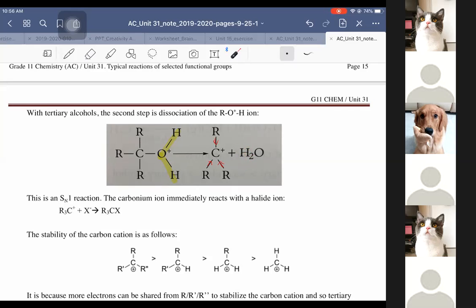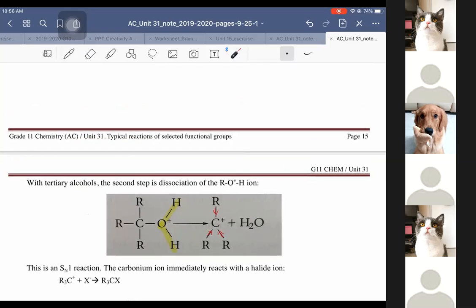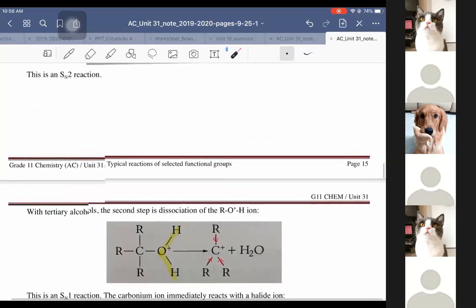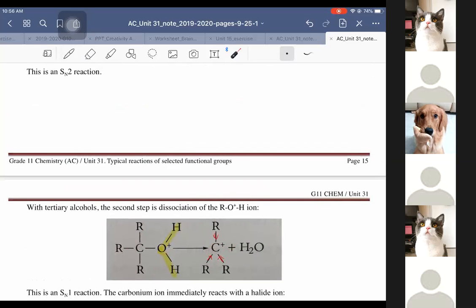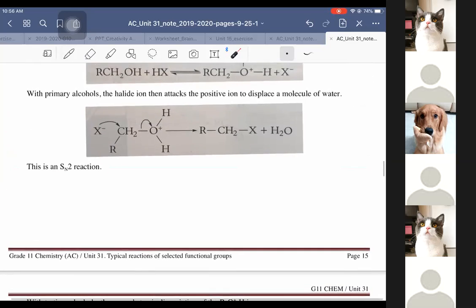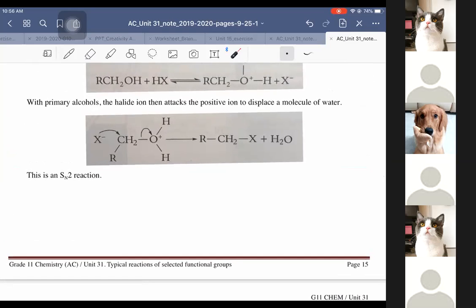And for this one, that's the SN1 route. Only one molecule is used to form that reactive intermediate. But for primary alcohol, take a look at this example.